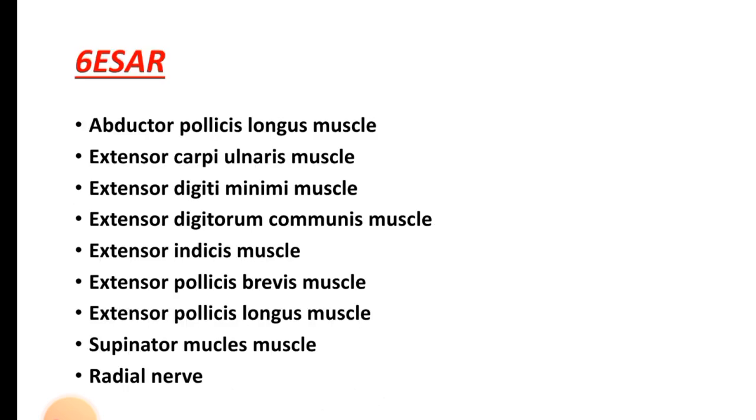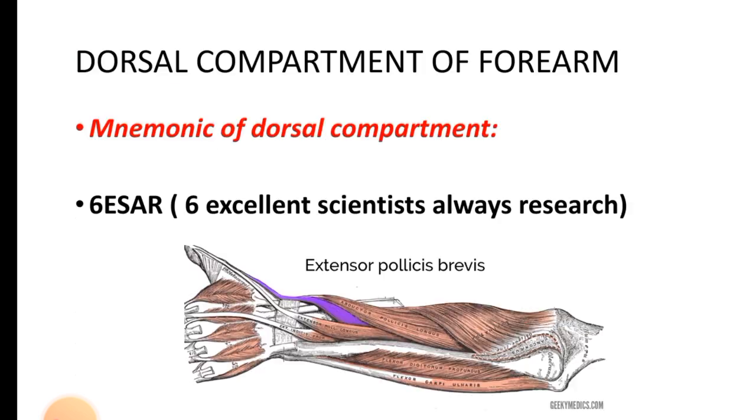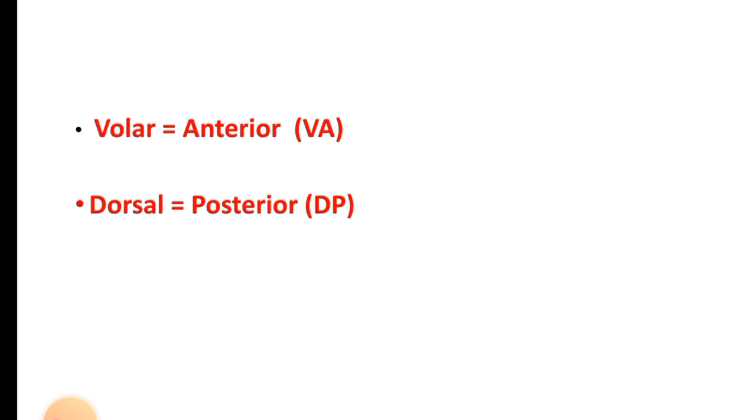Let's talk about the muscles. So, abductor pollicis longus muscle, extensor carpi ulnaris muscle, extensor digiti minimi muscle, extensor digitorum communis muscle, extensor indicis muscle, extensor pollicis brevis muscle, extensor pollicis longus muscle, supinator muscle, and radial nerve is also included in dorsal compartment of forearm, also known as posterior compartment of forearm.